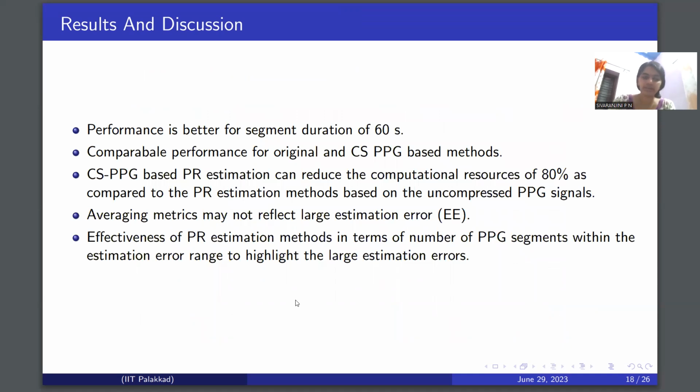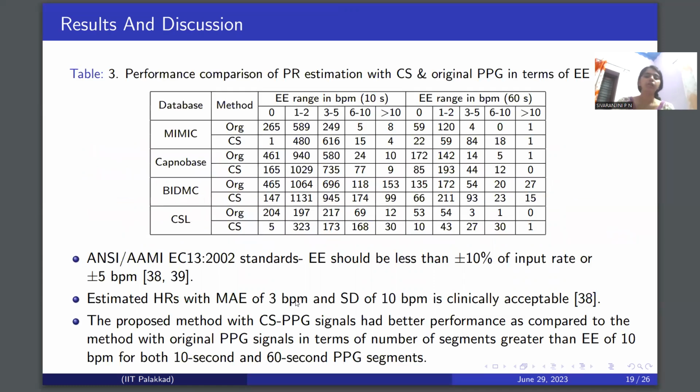And also there is an inference that the averaging metrics do not reflect large estimation errors, and the effectiveness of the pulse rate estimation method in terms of the number of PPG segments within the estimation error range is important to highlight the large estimation errors. So in this table, we are highlighting the performance comparison of pulse rate estimation with CS and original PPG in terms of estimation error ranges.